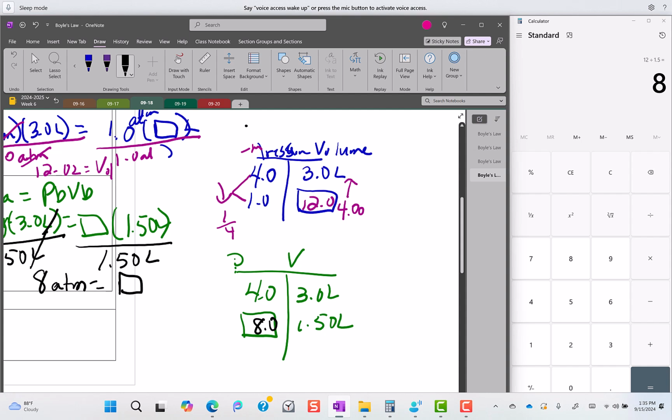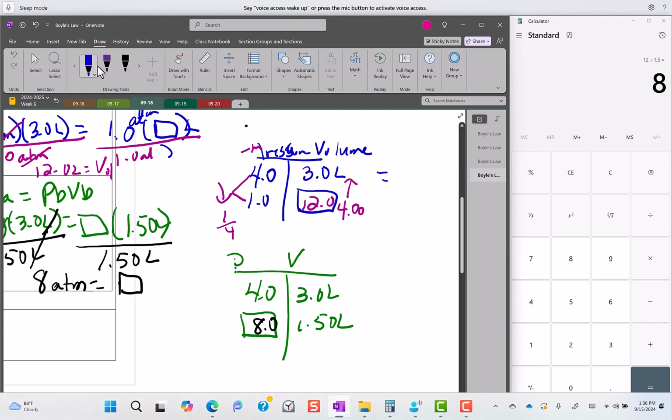Okay, with the direct variation, we can find out if we have the correct answer by setting up a proportion. 4 over 8, does that equal 3 over 1.5? But with inverse variation, we multiply. So we're going to find out, if I come up here to the other one, I should have done that also.